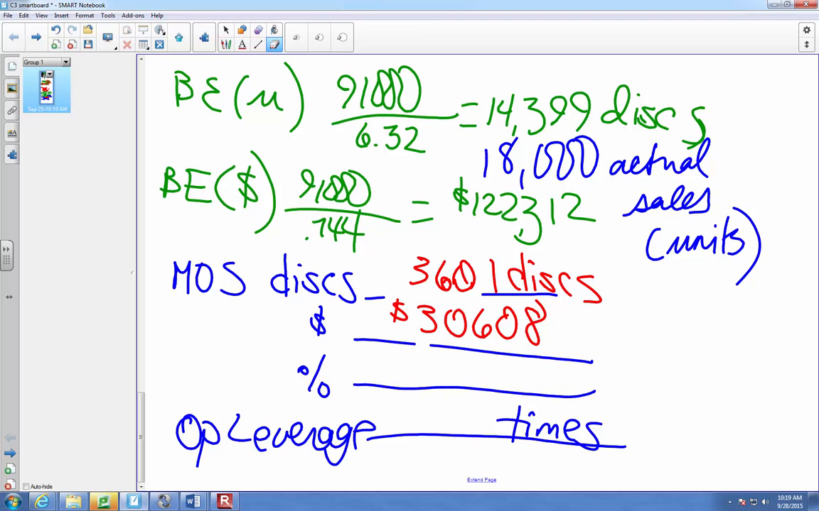It's what we've sold above and beyond our break even. In other words, how much can my sales fall before I'm in trouble? $30,608. Margin of safety, it's right in the title. What's the margin before I become unsafe, which is basically below break even? It's not actual profit because that's a revenue number. That's a sales revenue number, so it's not the same as profit.